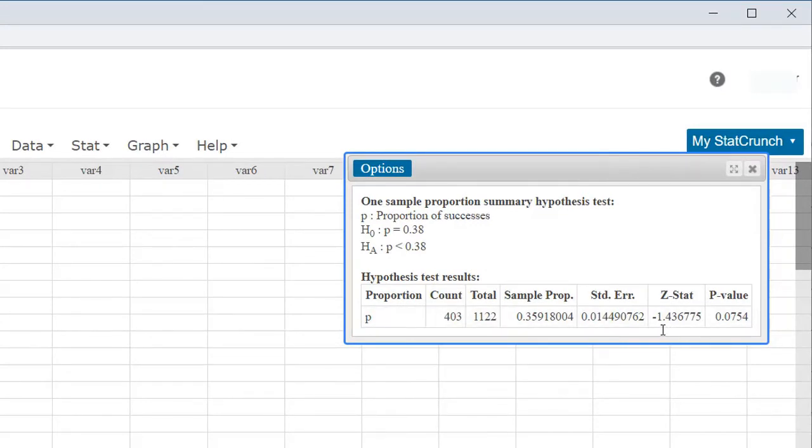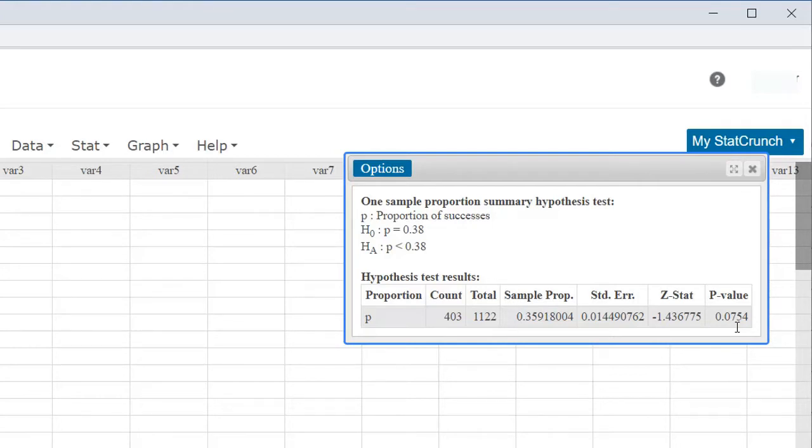When I say compute, StatCrunch returns lots of information, but what I'm really interested in here is it gives me the test statistic right here, negative 1.437 if I round to 3 places, which agrees with what we got both by hand and with the calculator. And it gives me the p-value, 0.0754. Again, that agrees with what we got previously. So now I have to know what to do with that information.